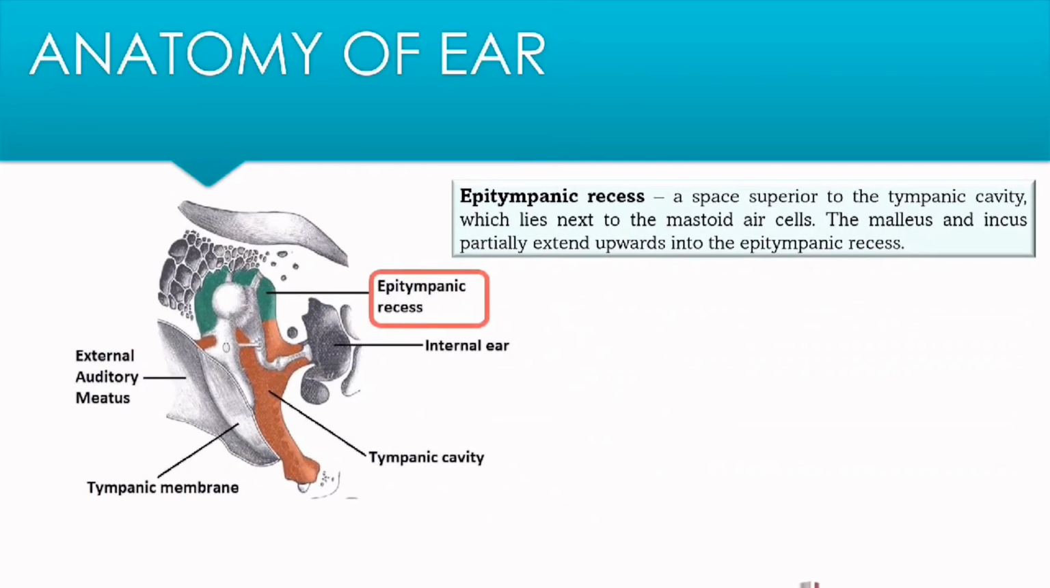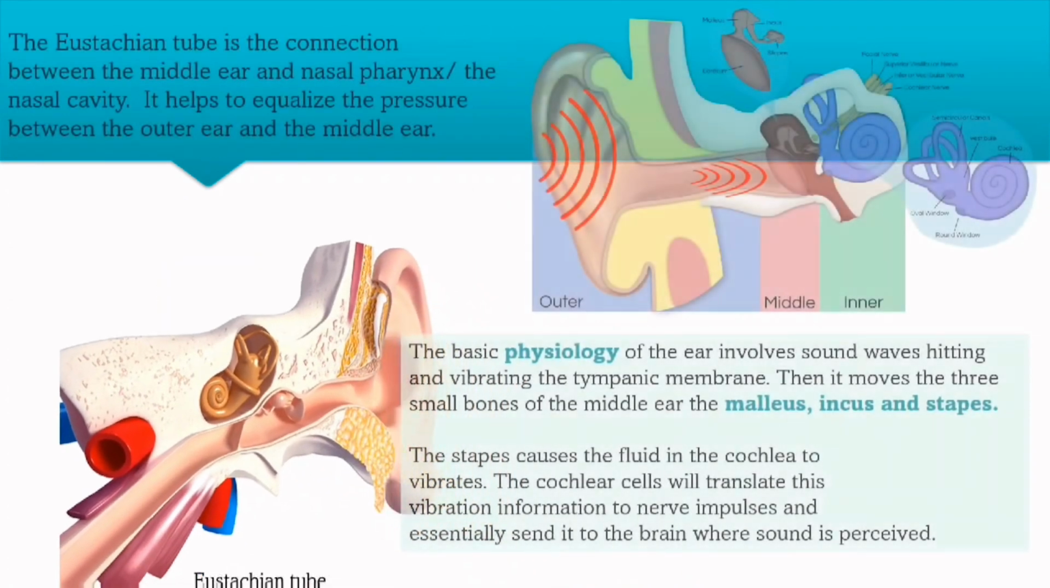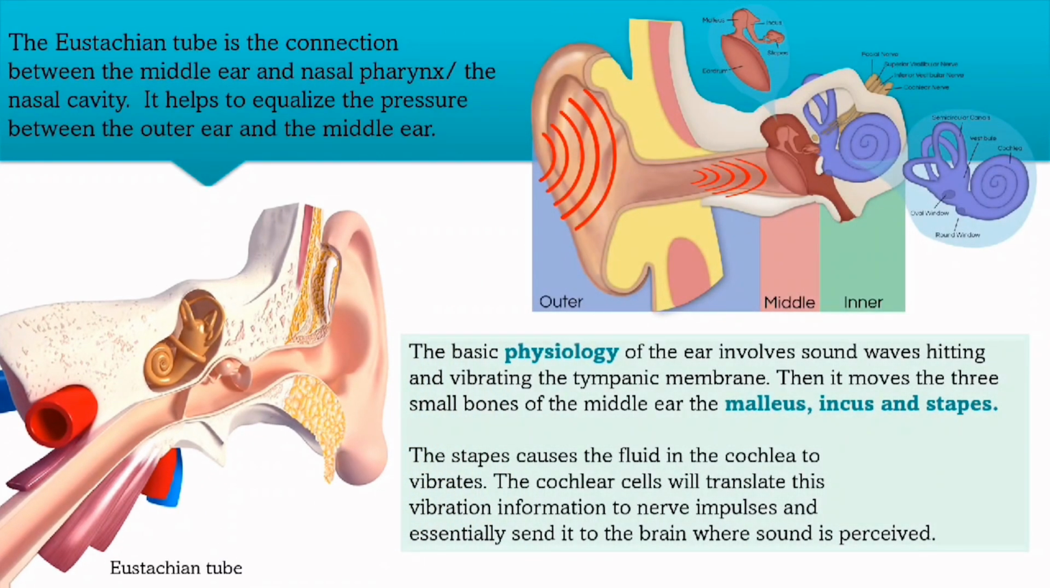This is the epitympanic recess, which is the space superior to the tympanic cavity, which lies next to the mastoid air cells. Malleus and incus partially extend upwards into the epitympanic recess. Eustachian tube helps to equalize pressure between the outer and middle ear.